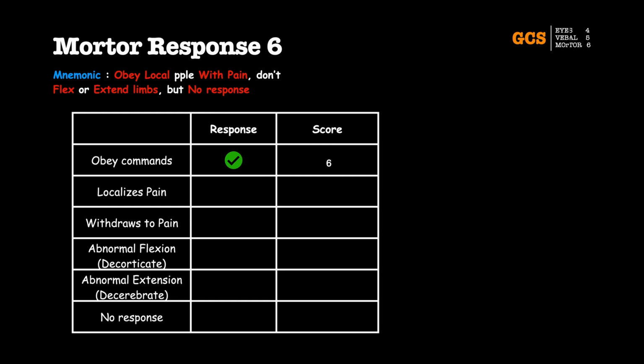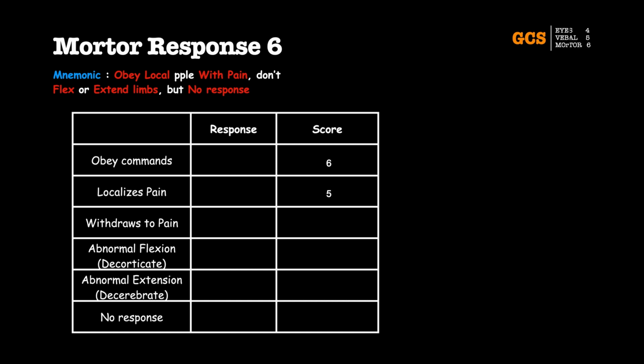Now, if the patient does not obey your command immediately, but you apply some stimulus to the patient, and the patient makes purposeful movements because you applied some stimulus, it means the patient has localized to the pain, and so you score the patient 5.